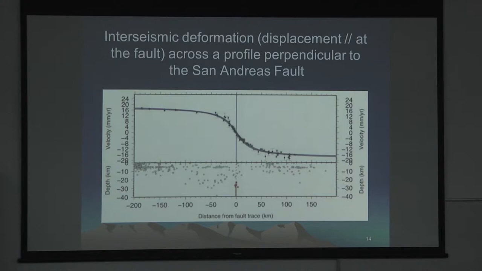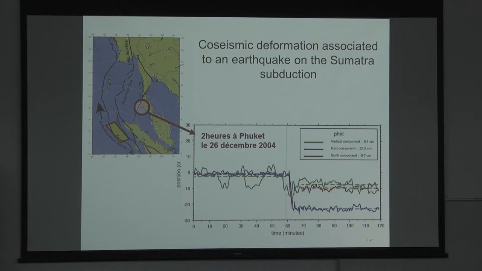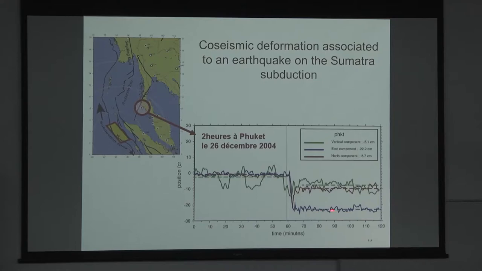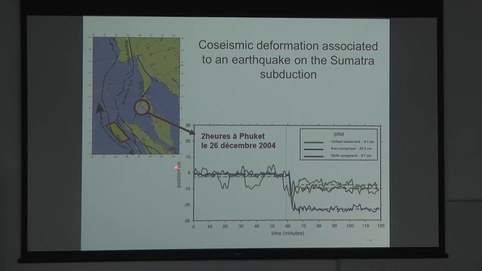With GPS, we can document also the co-seismic deformation, so it can be close to a fault or even far from the rupture. So this is a rupture in the Sumatra subduction. And you can see on the three components, vertical component in green and mostly the east-west component in blue, you can see a deformation. So here it's around 20 centimeters following this earthquake in 2004.